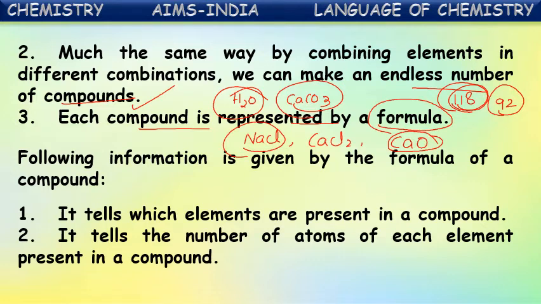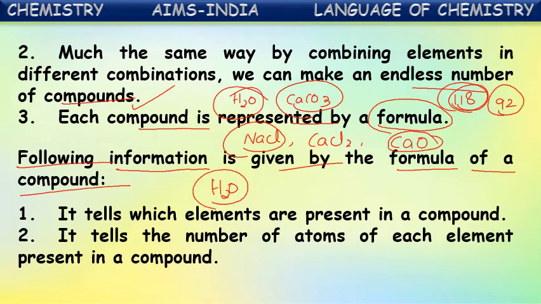See here, we are getting some information. This information is given by the formula of a compound. Now I am taking one formula, H2O. What is this H2O? A formula. What information are you getting from this formula? Calcium oxide, it is a formula. What information is this formula giving to you?